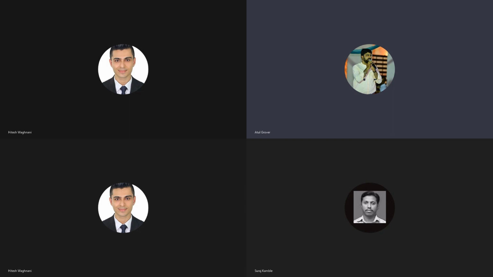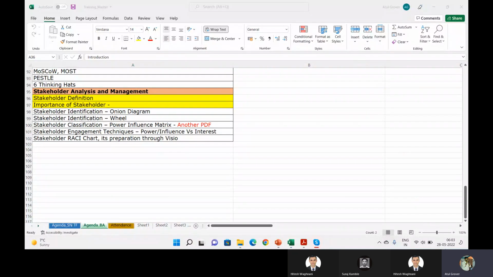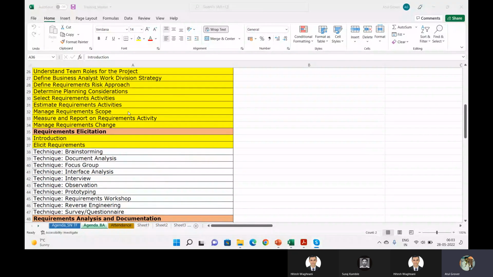Till yesterday, what we discussed in the requirement elicitation part is that we basically covered 3 to 4 major tasks. Number one, prepare for the elicitation. Number two, conduct the elicitation. Number three, confirm the results which you get during that requirement gathering. Number four, the sign off. I will not say it's a sign off, but it is kind of sign off where you're communicating back to the stakeholder.